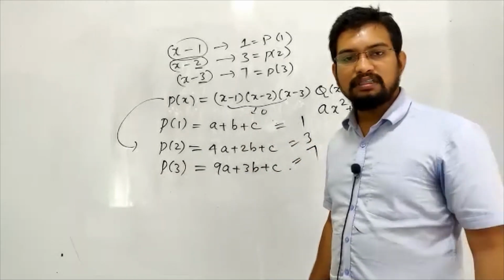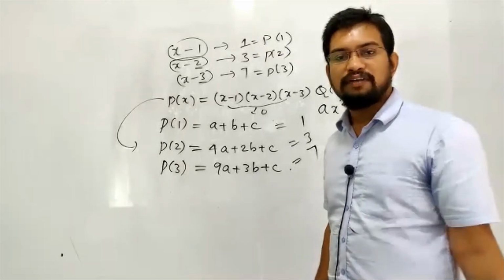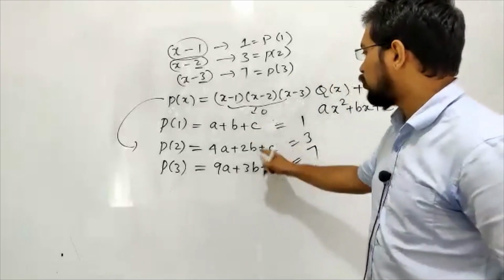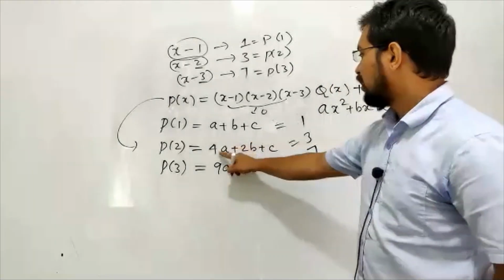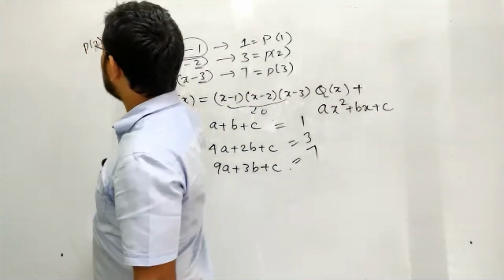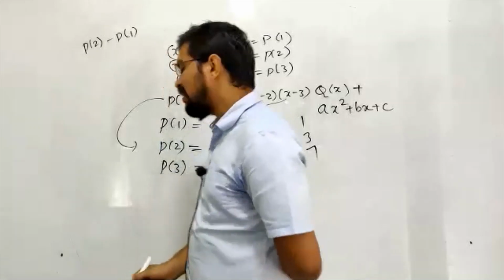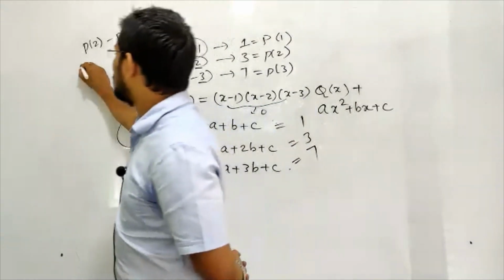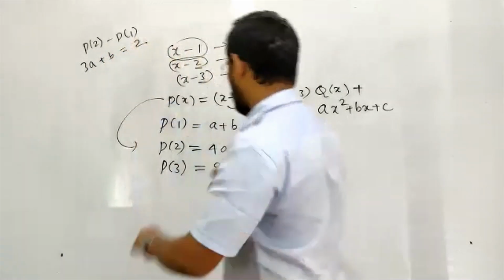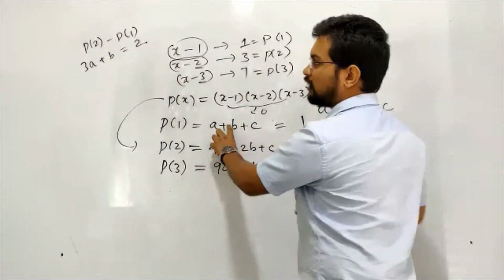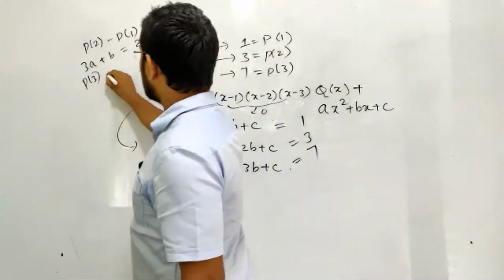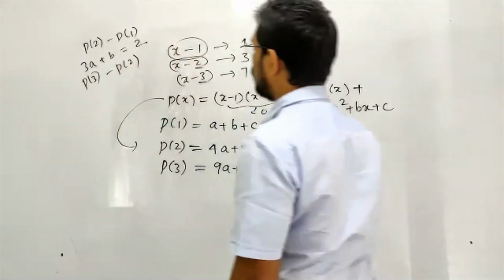There are 2 linear equations. Solve those linear equations to get the values. Here there are 3 variables, and you have to find all 3. Just subtract the first and second equation. What do you get? 4a minus a, 3a plus b is 2. I'm writing in a very detailed manner because these are the beginning classes. Later on, all these calculations must be done by you. Subtract p of 2 minus p of 1. Next, p of 3 minus p of 2. What do you get?